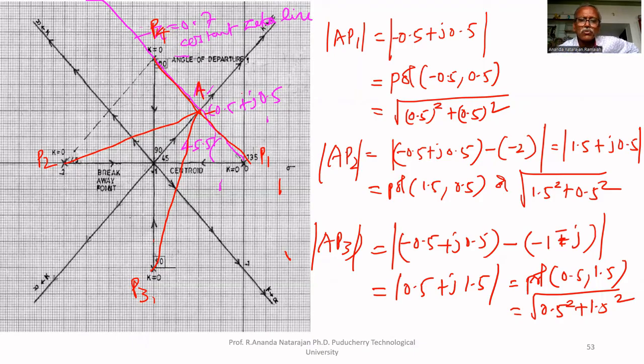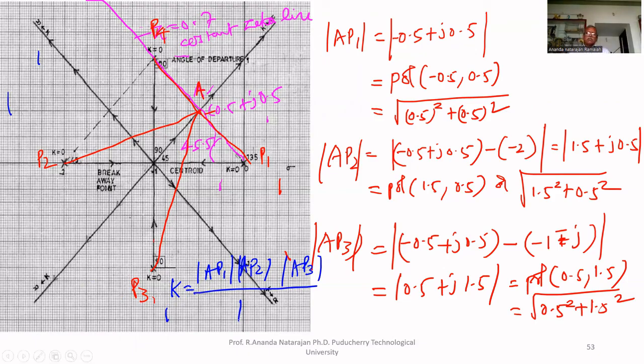Once you have all these values, let us write here, K equals modulus of AP1 multiplied by AP2 multiplied by the modulus of AP3 and AP4, upon no zeros, that's why 1. So from that you can find the value of k at A. If you design the controller with k equal to this value, you will get zeta equal to 0.7 for your system.